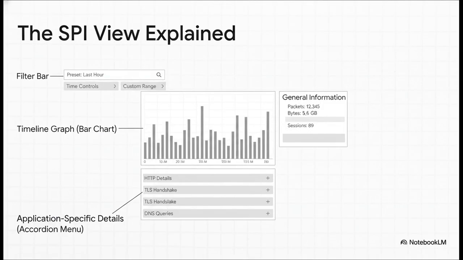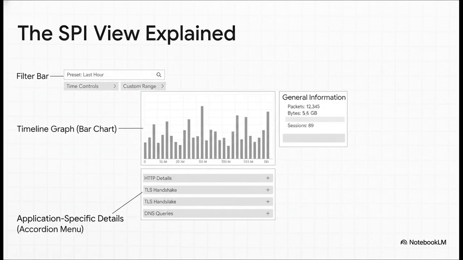Right up top, you've got the filter bar. That's where you type in your searches. Just below that are the time controls, so you can focus on a specific window of time. That big bar chart in the middle, that's the timeline graph, giving you a quick visual of how much traffic was happening. Then over on the side, you have a general information box for a quick summary.